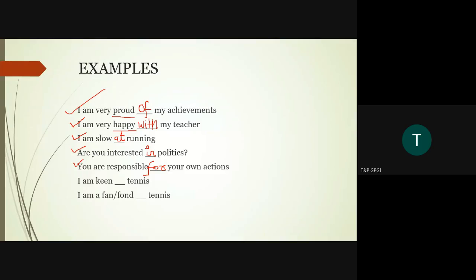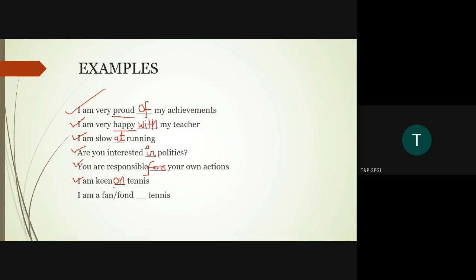Moving on, I am keen dash tennis. So, I am keen of tennis, I'm keen with tennis, I'm keen what tennis. The correct answer is, I hope you all guessed it right, on. I am keen on tennis. It means that I love tennis. So on is the right preposition over here, and keen is the adjective.